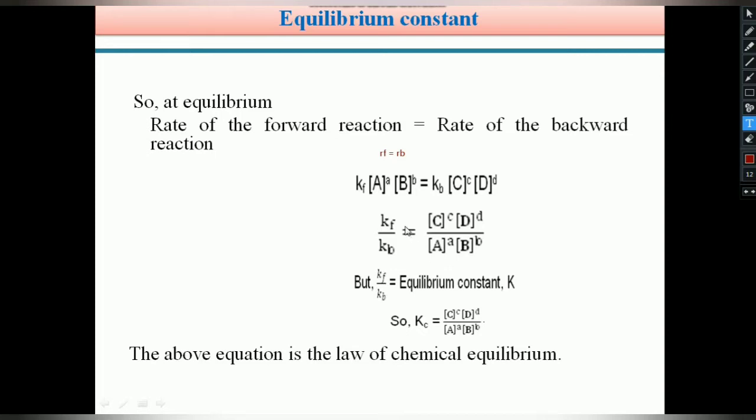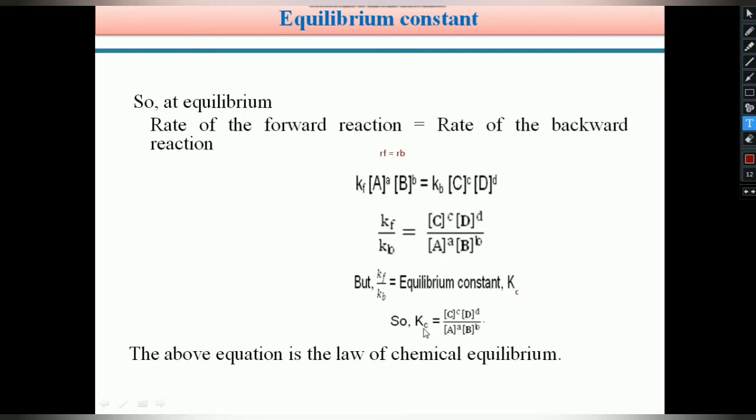Okay, students, here Kf is the forward reaction proportionality constant and Kb is the backward reaction proportionality constant. So both are constants. Therefore, you can assume that Kf by Kb is equal to Kc. Here Kc is an equilibrium constant. You can assume this because Kf is a proportionality constant and Kb is a proportionality constant. Therefore, constant by constant you can assume as a constant Kc. It is called an equilibrium constant.